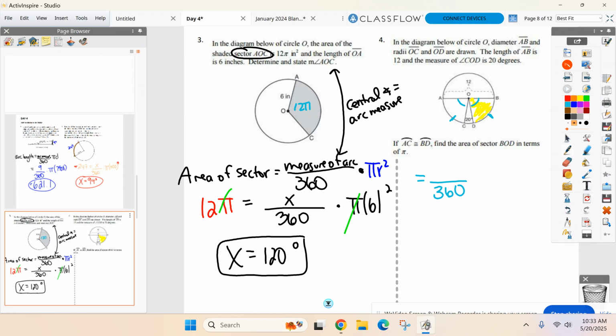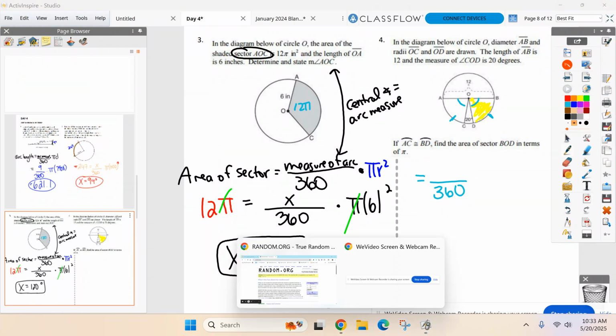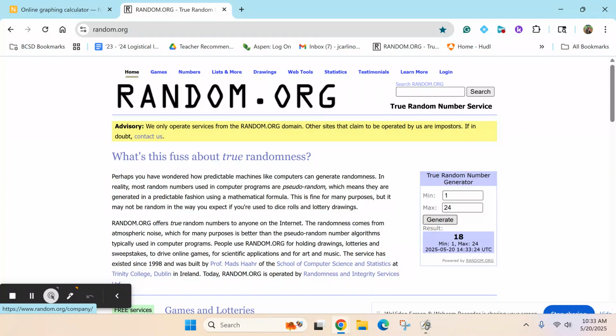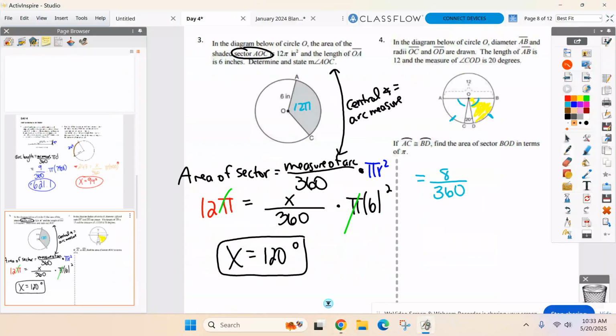What is the measure of one of those central angles so I can plug it in here? What's the measure of one of those central angles? Kira, when you have it? 80, good job. So I'll do 80 over 360 times pi. I don't want to use 12. I'll use 6 squared. Pi r squared.